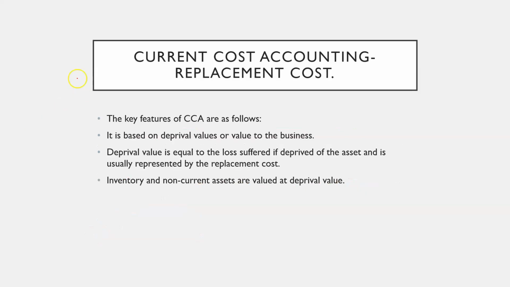Right. Then the next method, the current cost replacement method, is literally real live current value. It's saying recognize this thing at its current value. So you're going to be hitting your income statement with some losses. So the key feature here is that it's based on the deprival value, the value to the business. The deprival value is equal to the loss suffered if you were deprived of the asset, and is usually represented by the replacement cost.